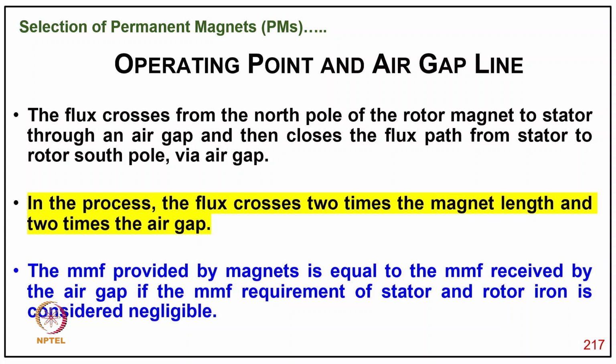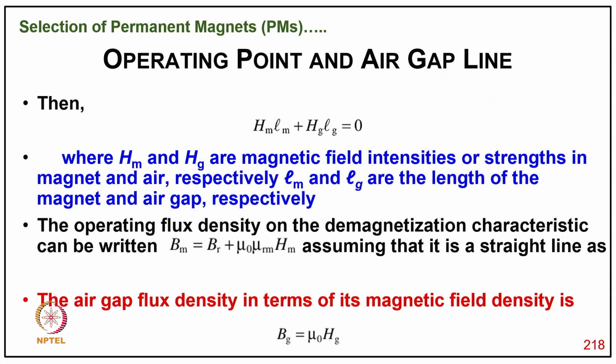So the MMF provided by the magnet is equal to the MMF received by the air gap, if the MMF requirement of stator, rotor and loss is considered negligible. So we can say, with this approximation, Hm Lm equals Hg Lg, where Hm and Hg are the magnetic field intensity in the magnet and air respectively, and Lm and Lg are the length of the magnet and air gap respectively. So the operating flux density on the demagnetization characteristic can be found out as Bm equals Br plus mu0 mu rm Hm, assuming that it's a straight line.